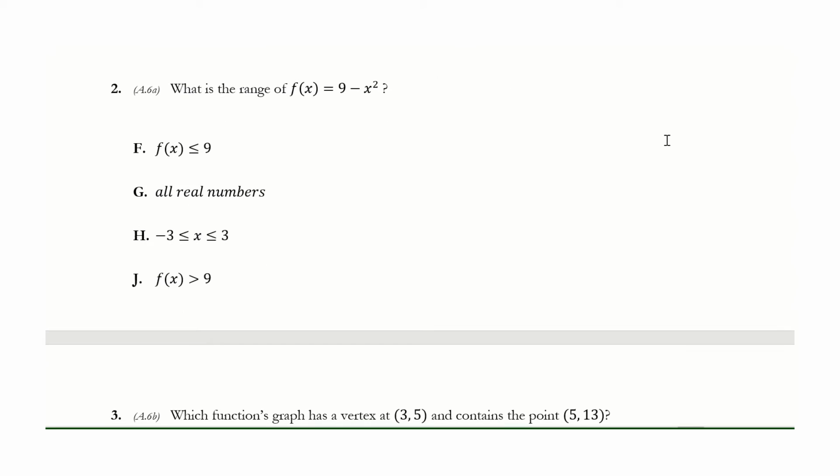Number 2. What is the range of f(x) = 9 - x²? Is it F, f(x) is less than or equal to 9, G, all real numbers, H, -3 is less than or equal to x, which is less than or equal to 3, or J, f(x) is greater than 9?